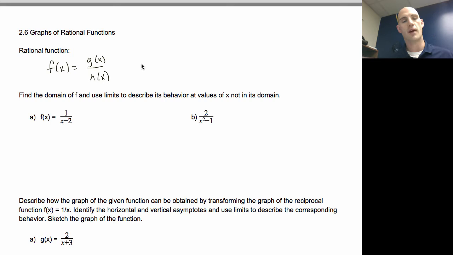And to be considered a rational function, our h of x, our bottom, can't be equal to 0. That's going to be an important point that we discuss when we start to talk about asymptotes. But for it to be a rational function, h of x can't just be straight up 0.